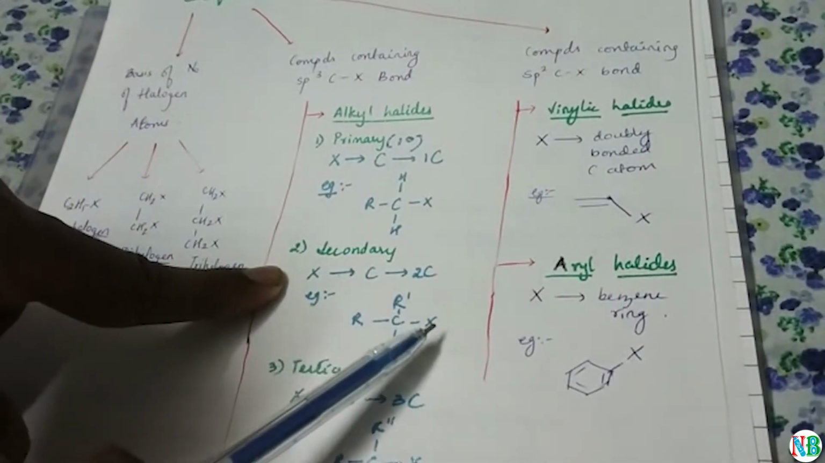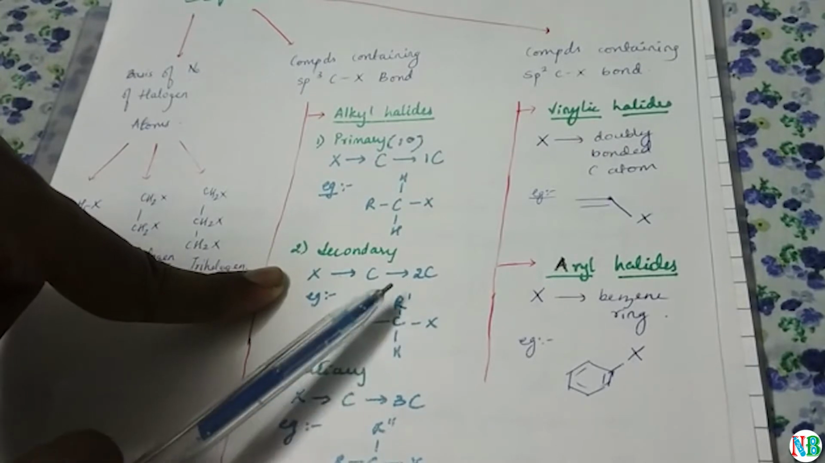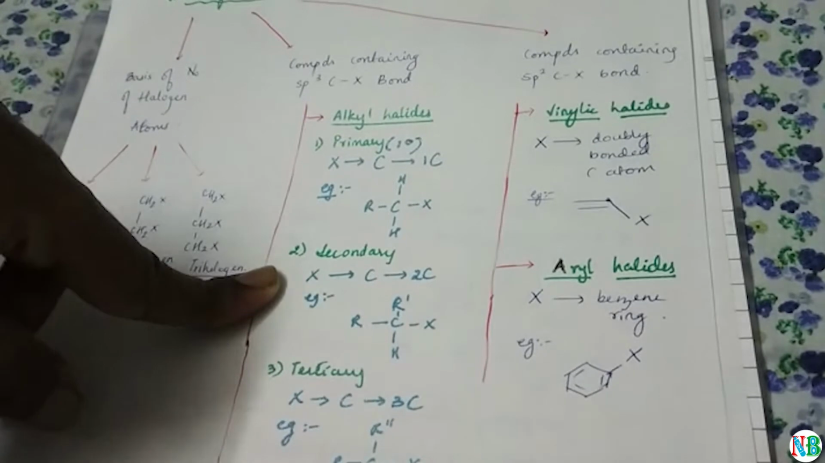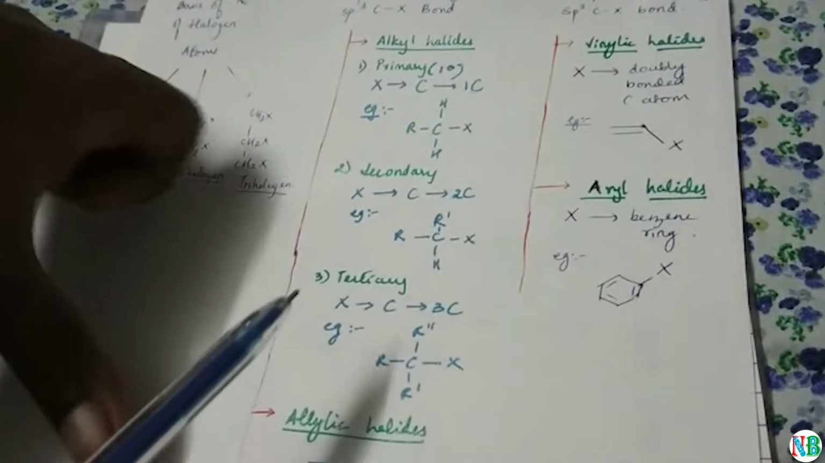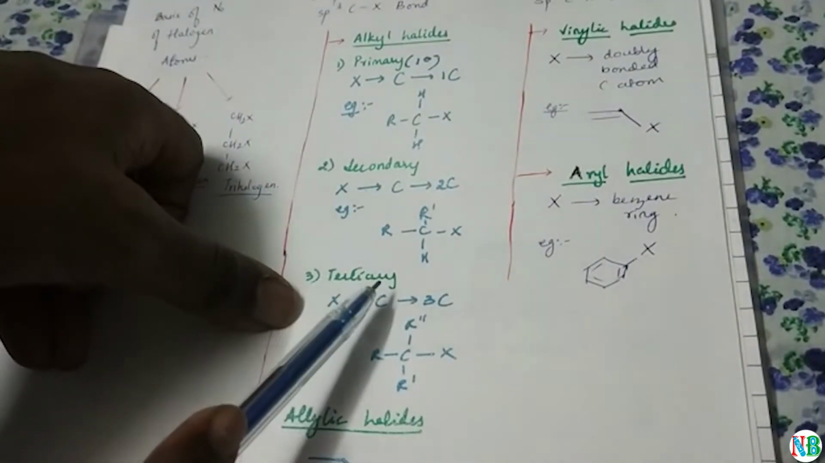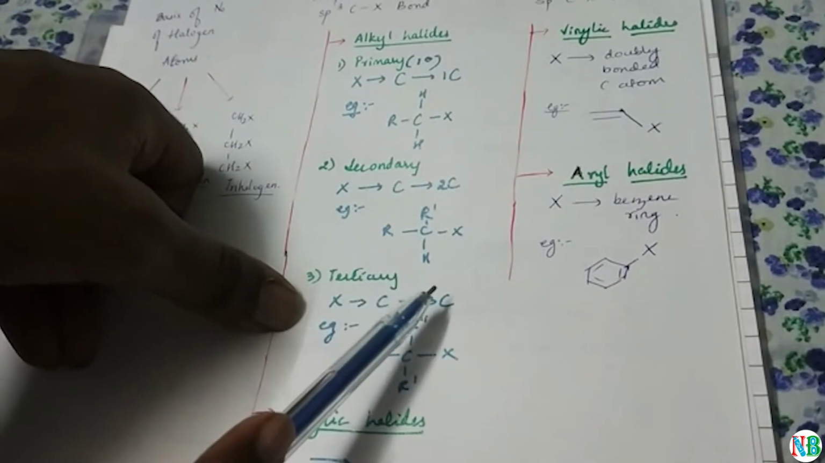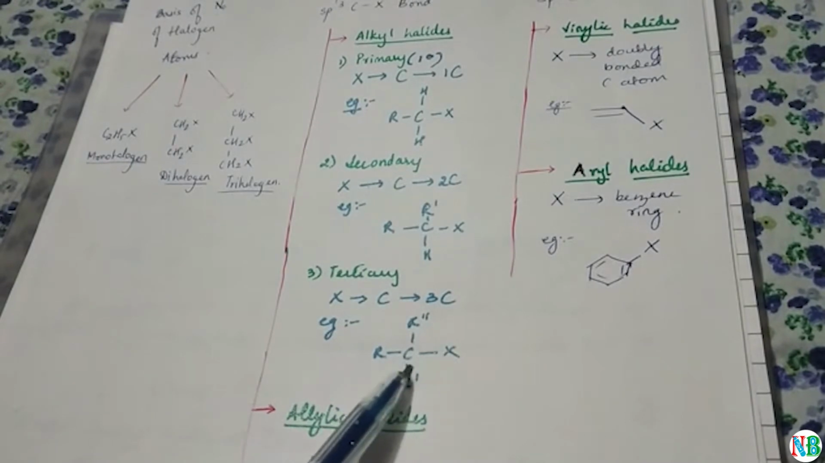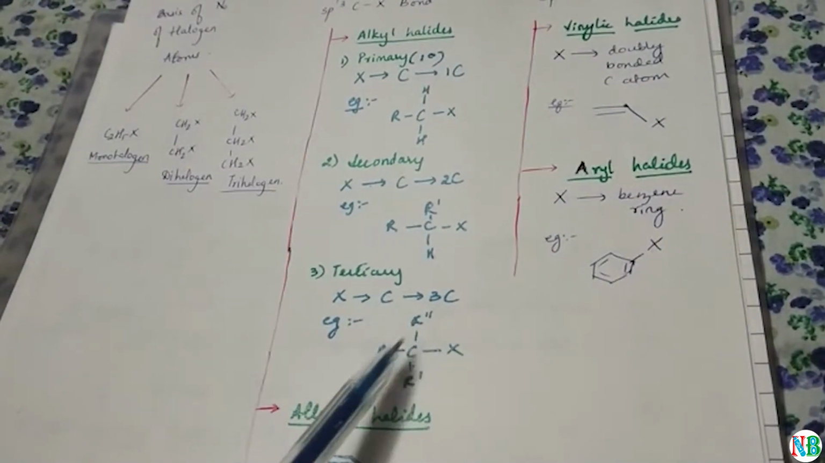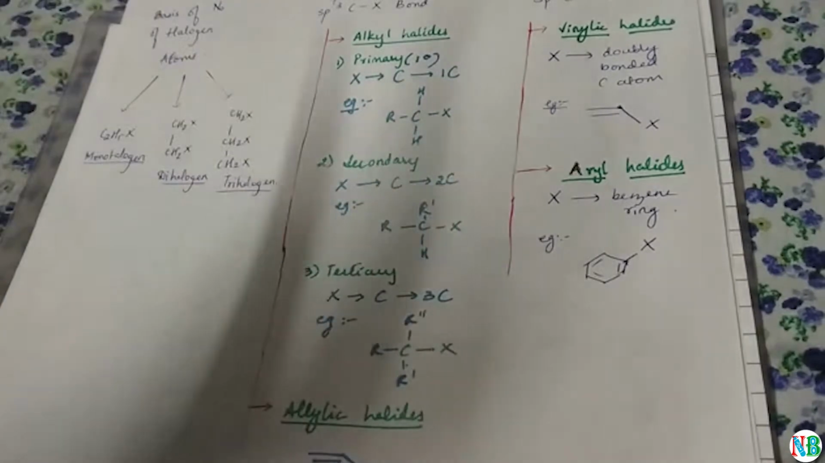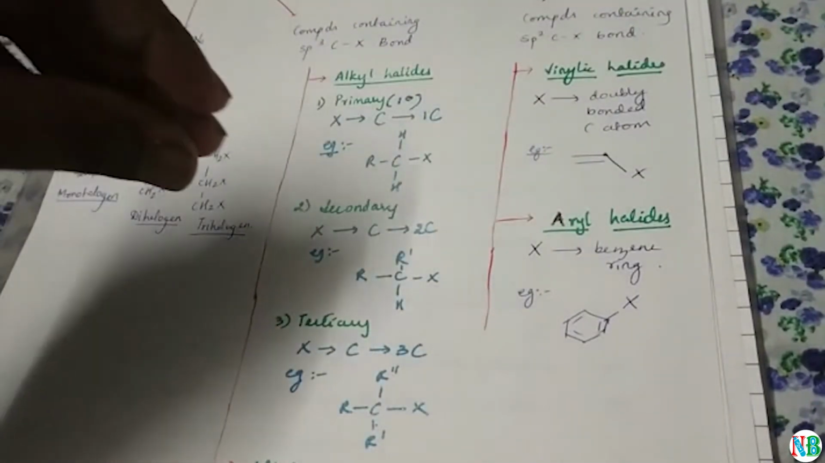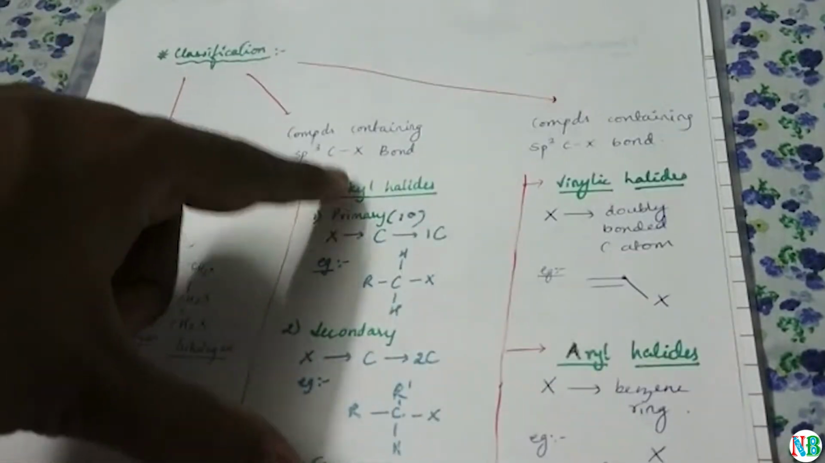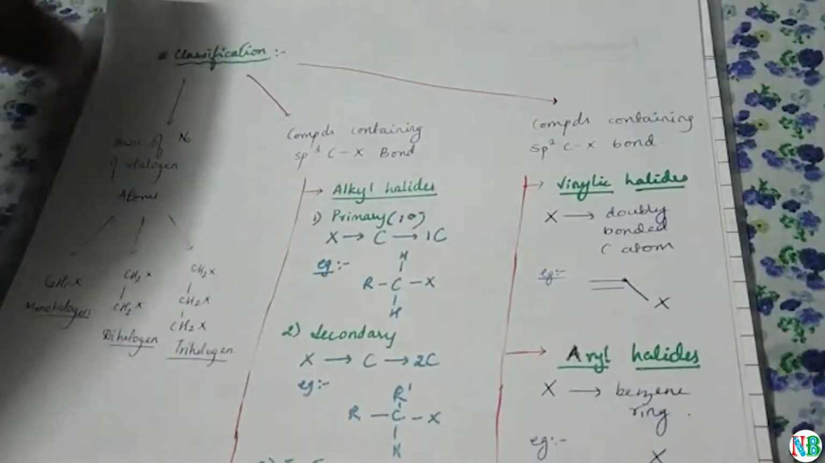So let's see the example. Halogen atom is attached to a carbon atom, which is attached to two other carbon atoms, and that's why this will be called secondary. In tertiary, our halogen atom will be attached to a carbon atom, which will be attached to three other carbon atoms. So halogen atom attached to carbon atom attached to three other different carbon atoms. So in this way we get primary, we get secondary, we get tertiary. So this is the first type of classification in our compounds containing sp3 C-X bond, and that is alkyl halides.